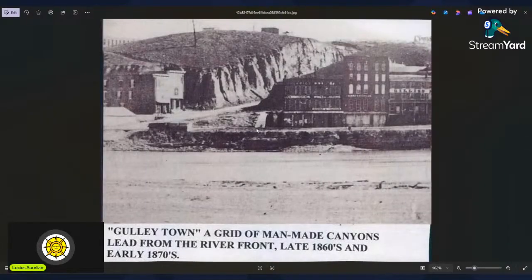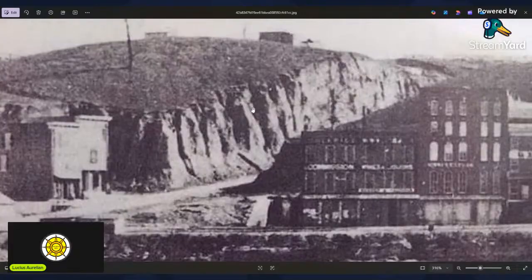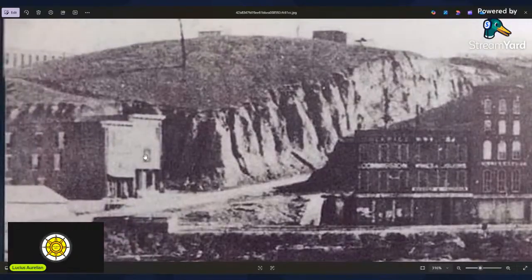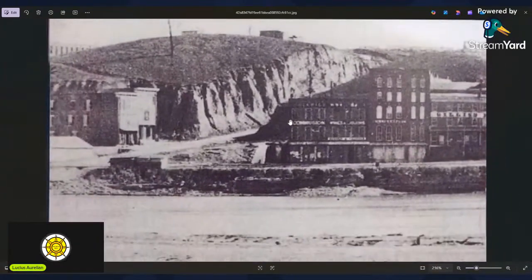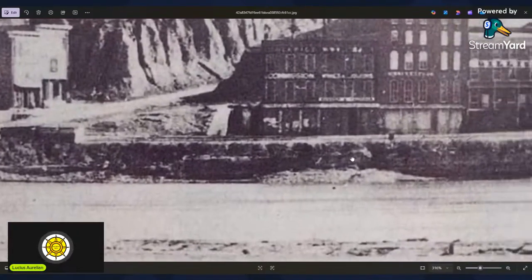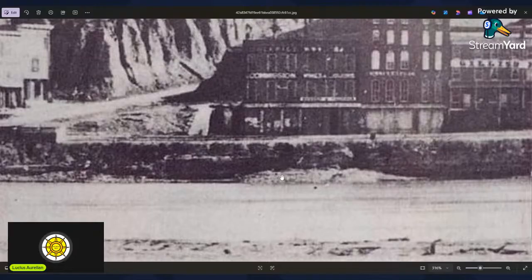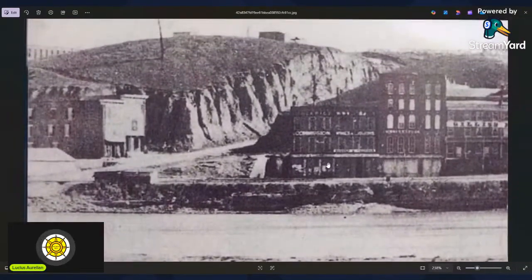Gully Town, a grid of man-made canyons lead from the riverfront, late 1860s and early 1870s. So again, Kansas City. And so here we have a building, and this isn't one of these cheap wooden buildings we'd expect to see. Oh, no, it's a brick-built building. It's concrete of some sort, all in and amongst these gullies that we have, apparently running down to the river. And yet, oddly enough, it looks like there's some other remaining infrastructure here. Oh, it's just the riverbank. And maybe I'm just saying it looks that way. I'm not saying that it is, but it is very odd. It's very odd how these buildings are tucked right in here along these bluffs in this way.